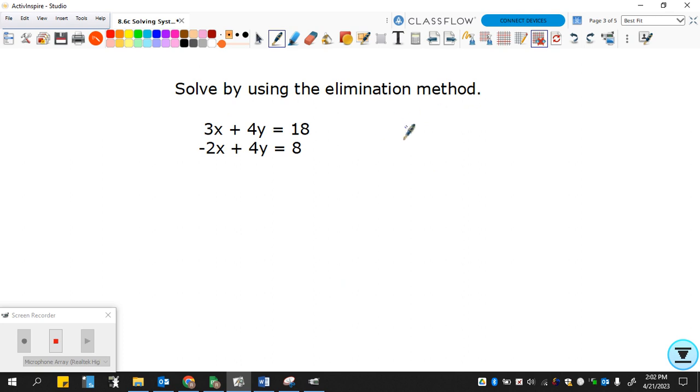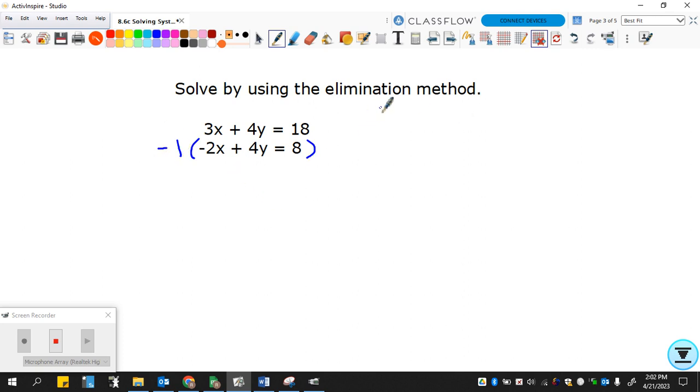In this case, once again, we have them lined up over top of each other, but we don't have any, well, we have a positive 3 and a negative 2. But that, we could, but it would take some manipulation. The easier thing to do is we have a positive 4 and a positive 4. So the easier thing to do would be to change one of those 4y's to a negative 4y. To do that, we're going to multiply everything by negative 1.